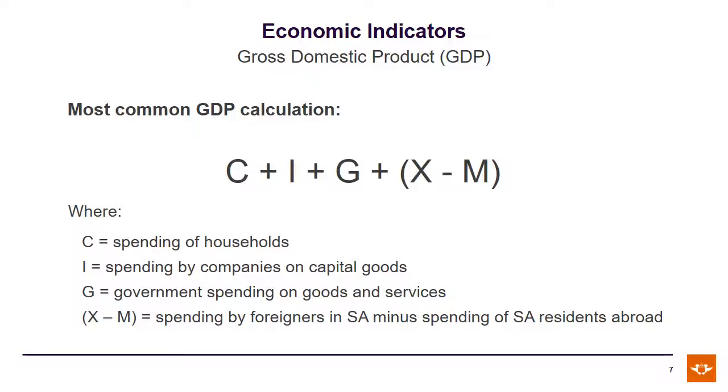So here we're looking at the actual components of GDP. GDP is made up of consumption spending, spending by households, investment spending, spending by companies on capital goods, government spending on goods and services, and net exports. That is spending by foreigners in South Africa minus the spending by South African residents abroad.